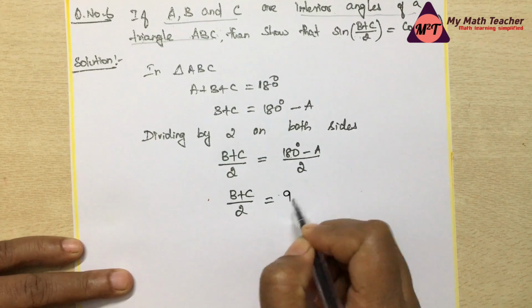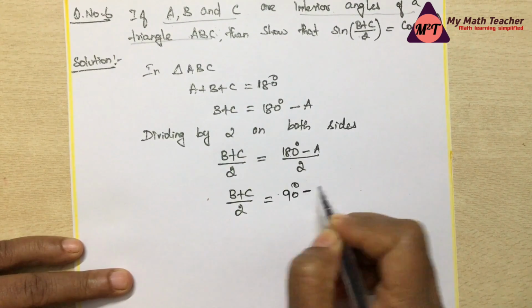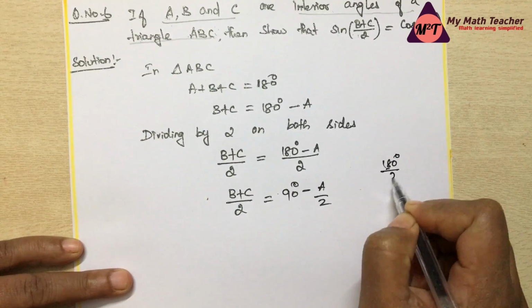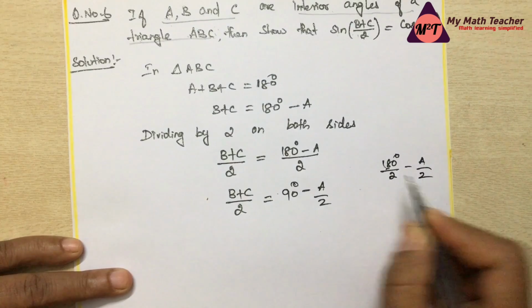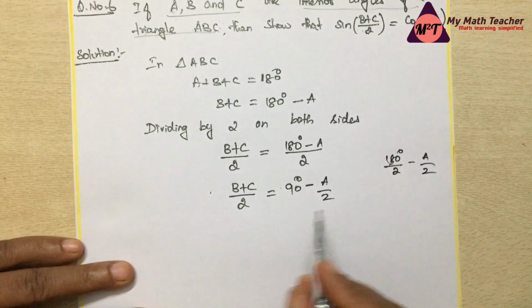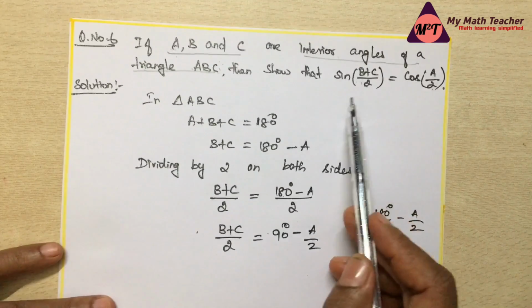Now the right side, you can separate this: 180 divided by 2, that is 90 degrees, minus A by 2. In this step, 180 degrees by 2 minus A by 2. This is 180 by 2 becomes 90 minus A by 2. So we are very close to the proof.